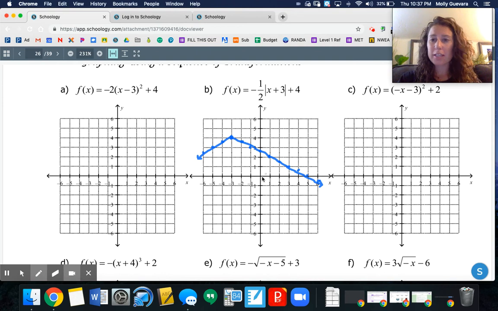Then the next point for me would be 1, 1. If I multiply the y-coordinate by 1/2, I get 1, 1/2. Then I reflect it, so I get 1, -1/2. And then I move left 3, up 1, 2, 3, 4. So it's kind of right in the middle there.